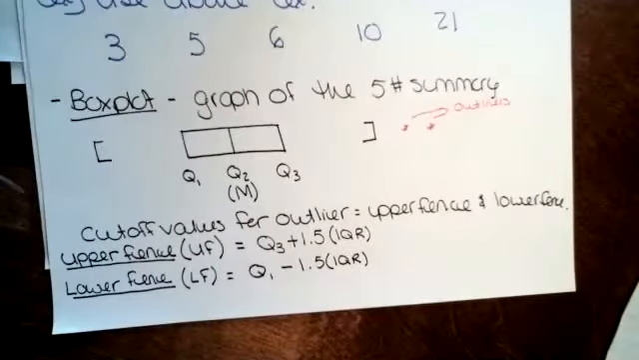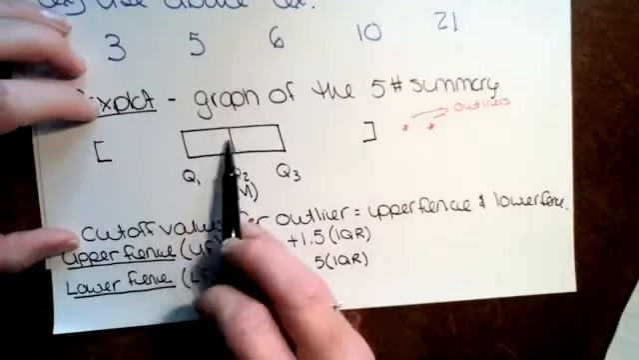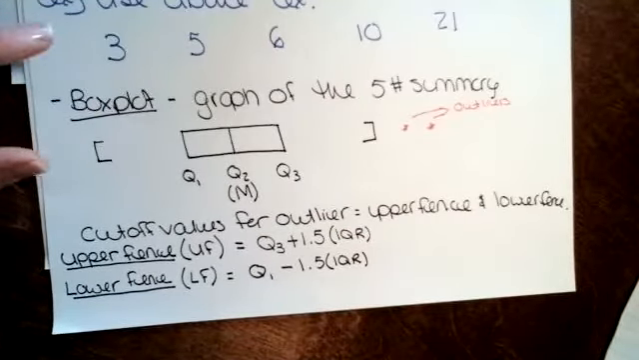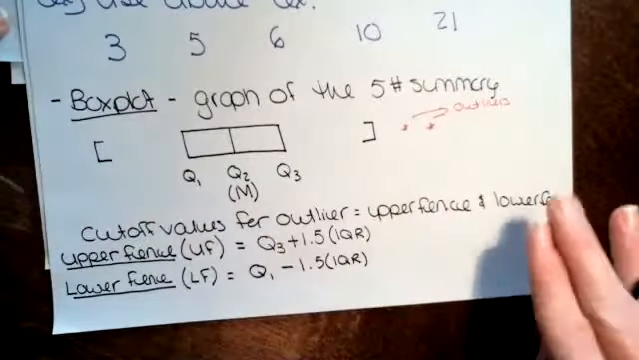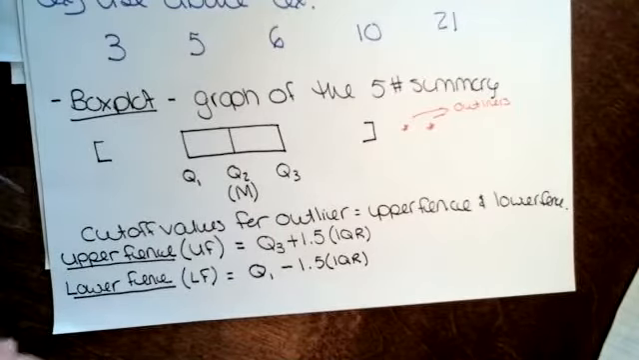Now we have to include the next part of the graph. So it's not just the box. We have something we call whiskers. The whiskers are the tricky part for most people. Most people can get all of this and they're good. The whiskers just get a little tricky because they're not sure where to stop the whisker.